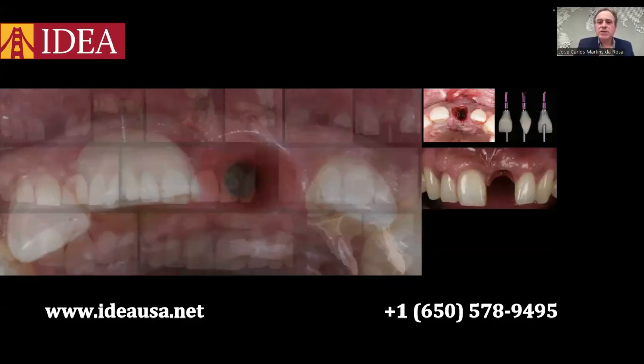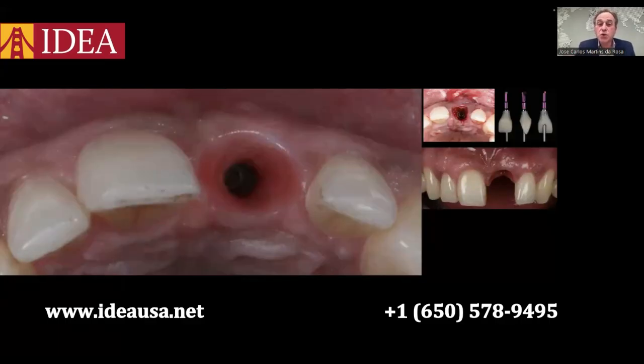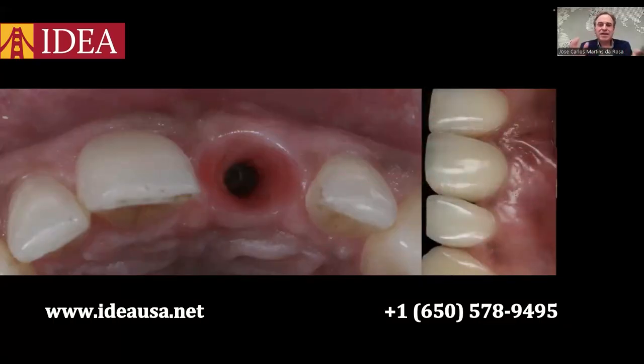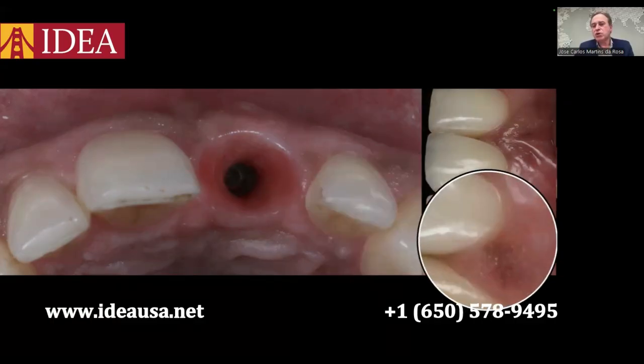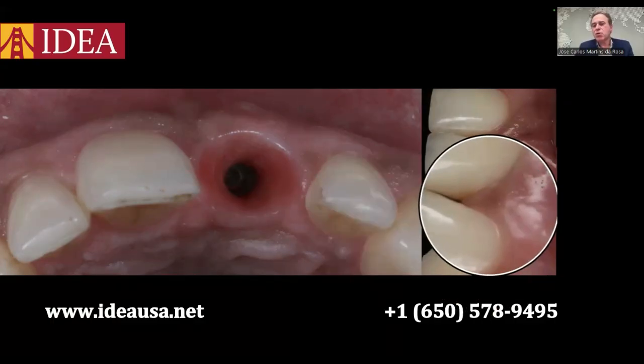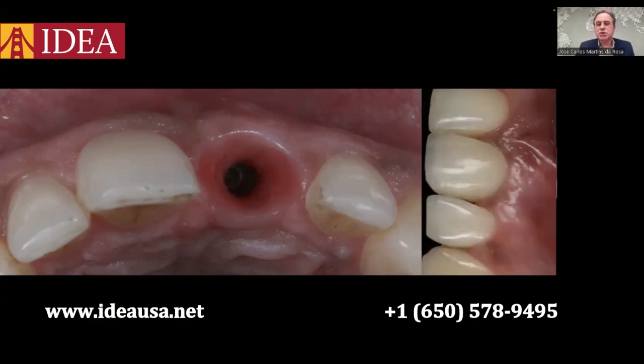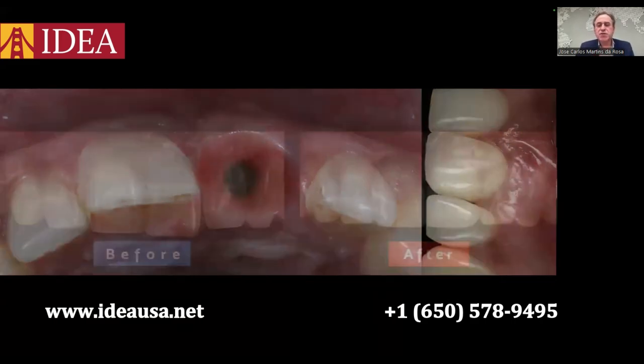So look at the quality of the soft tissue, this new peri-implant tissue, and look at the quality of the maintenance of the volume of soft tissue around the crown. And also pay attention to the soft tissue at the papillae position between the central and the lateral incisor is back in its original position. So this is before and after.